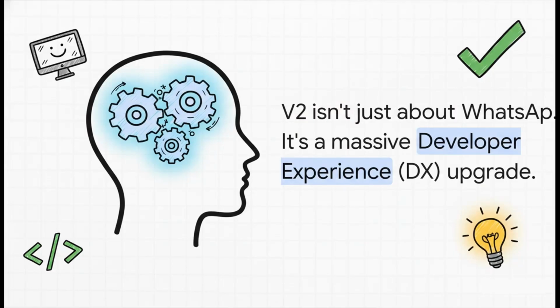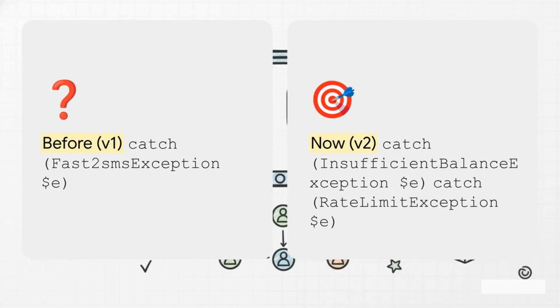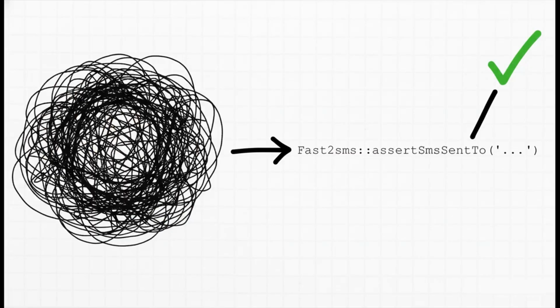Now V2 is way more than just WhatsApp. It's a serious upgrade to the developer experience. This is so much better. Instead of one generic exception, you can catch exactly what went wrong. And look at the testing. Your feature tests are going to be so much cleaner and more readable.